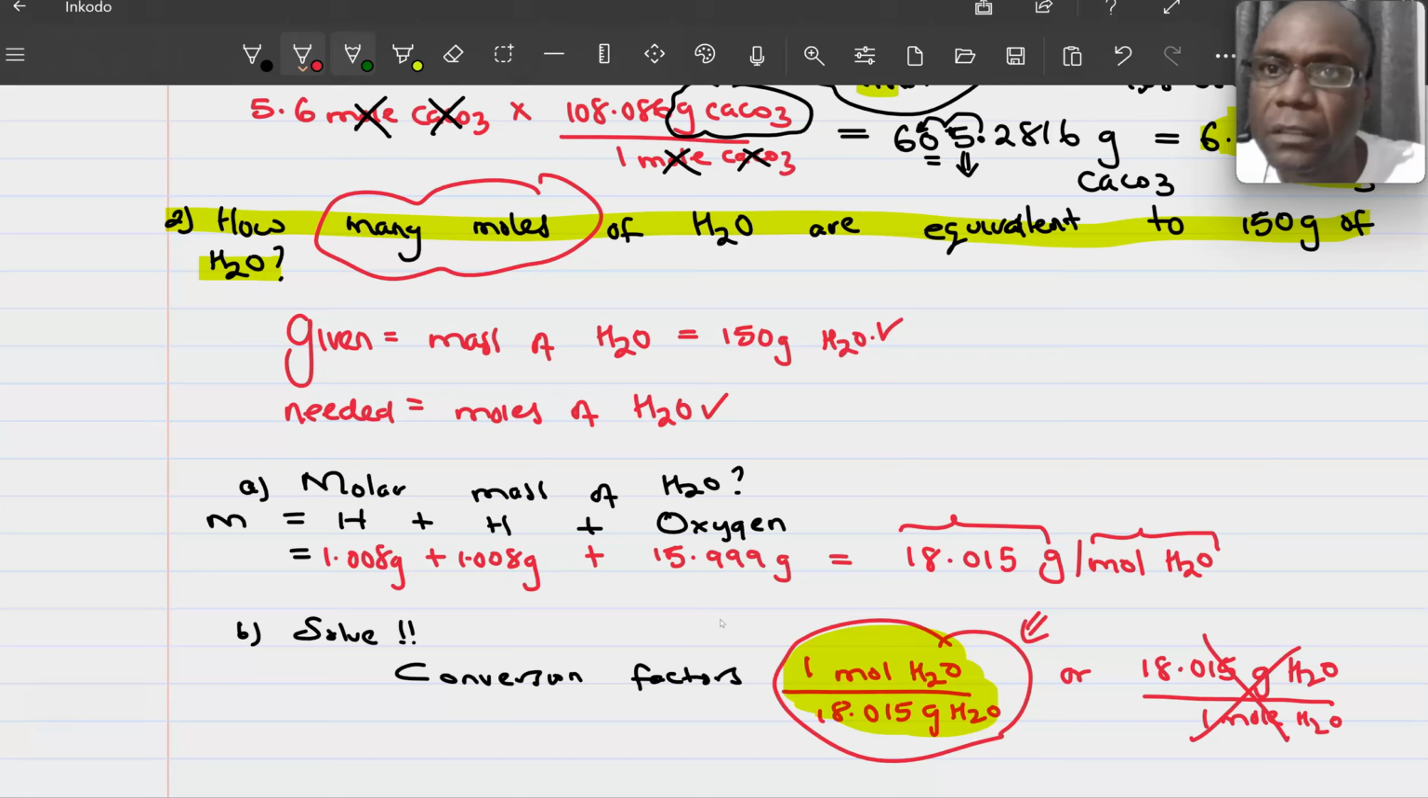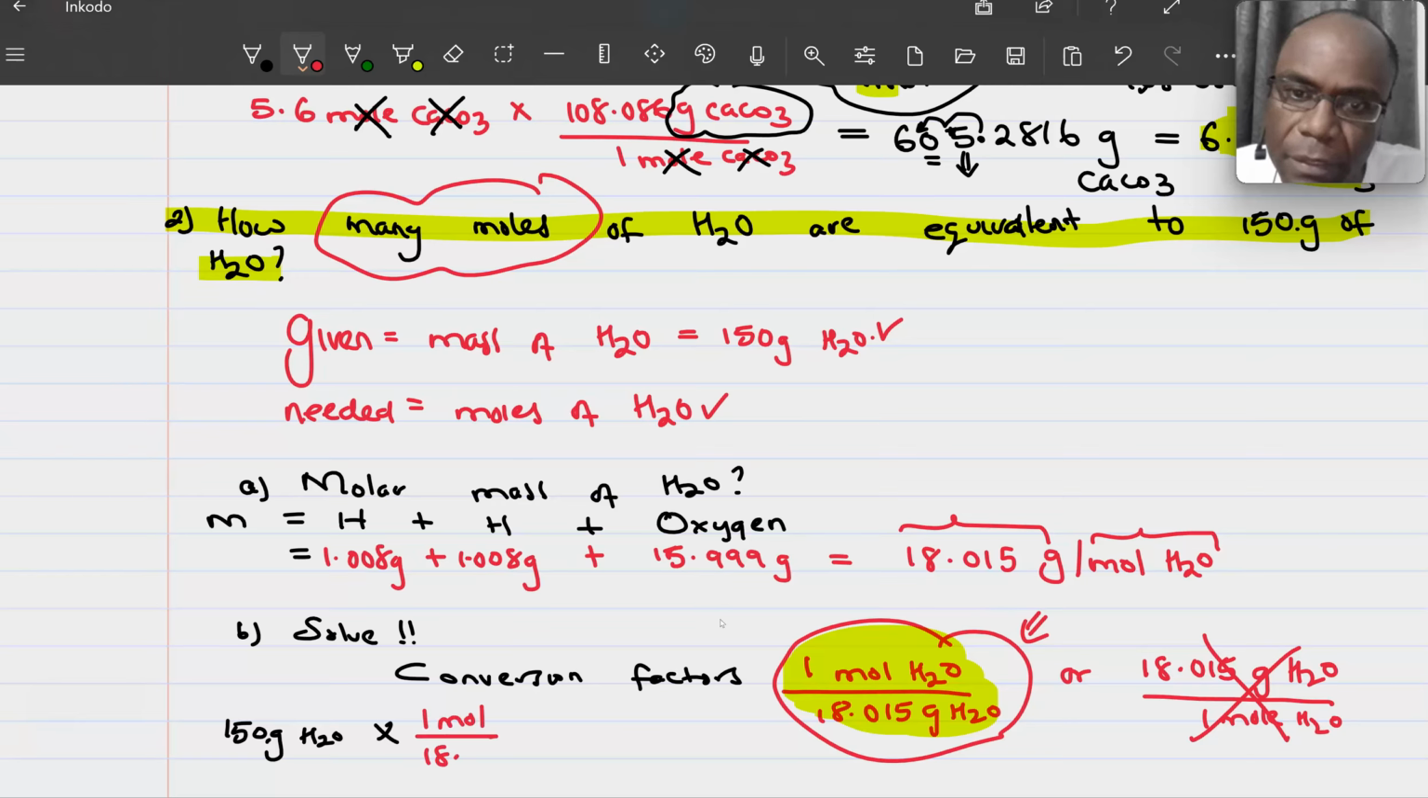And to solve it now, I will bring my 150 grams. Let me call this 150. grams of water. The question is asking how many moles of water are equivalent to 150. grams of water. So 150. grams of water times the conversion factor. I'm going towards the mole, so 1 mole per 18.015. You do the math, what do you get? The answer I'm getting is 8.326 moles of H2O. Why moles of H2O? The grams will cancel out.